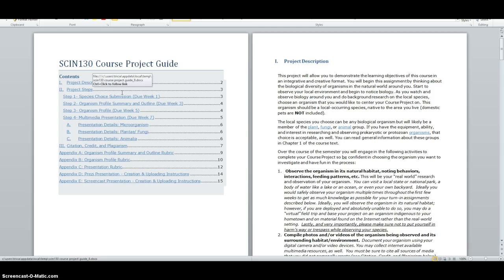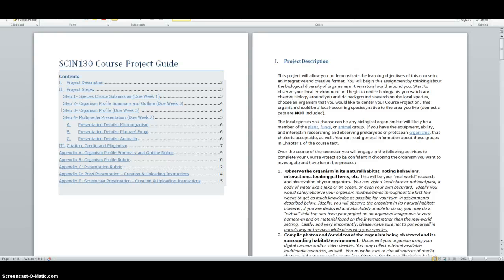So we're going to have 2 main components of this actual course project. One is going to be a written paper called the organism profile, which you see right here is step 3, the organism profile. It's due week 5. This is going to be a formal paper. We'll go over the specifics in a moment, but you're going to have to write and research about specific components of your organism that you choose.